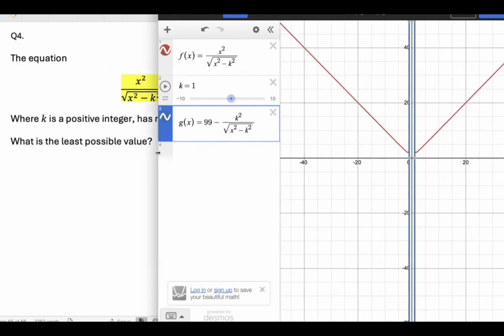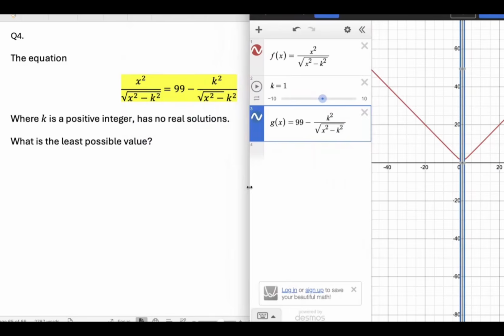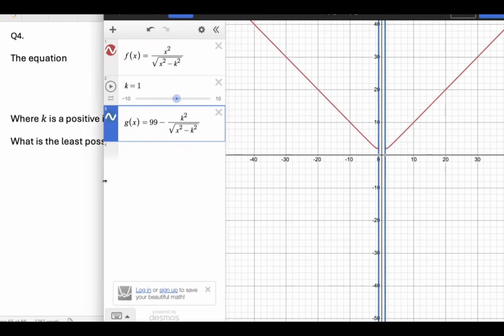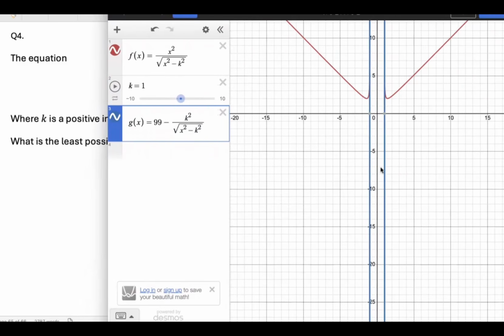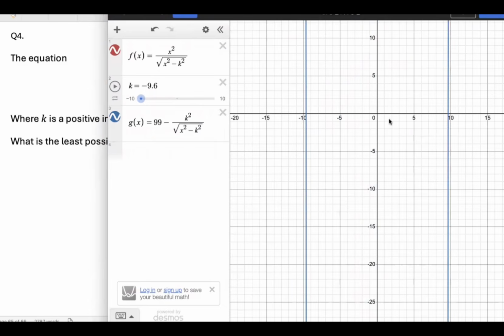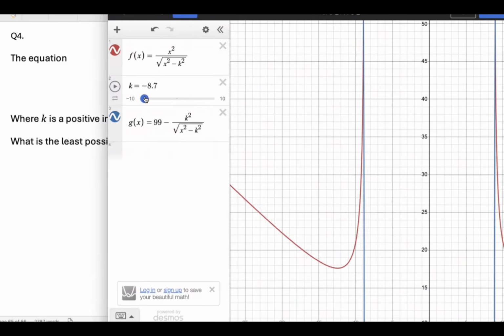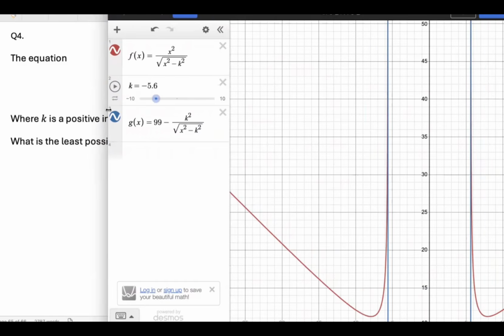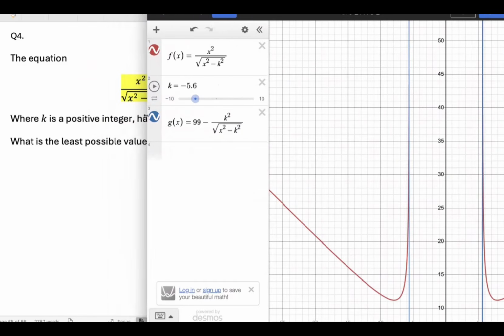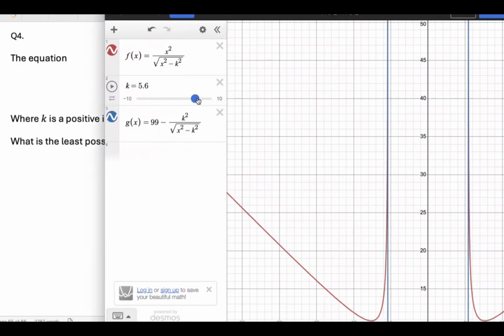Look at the graph. It looked complicated. They said, what is the least possible value of k to make this have no solution? You can see that the graphs are intersecting, the blue and the green. I'm going to move this and I can see that they're moving away. If I move this, they're basically still intersecting. Based on the answer choices, it says a positive integer. There's no need to go to the negative portion of the integers, so it has to be positive.